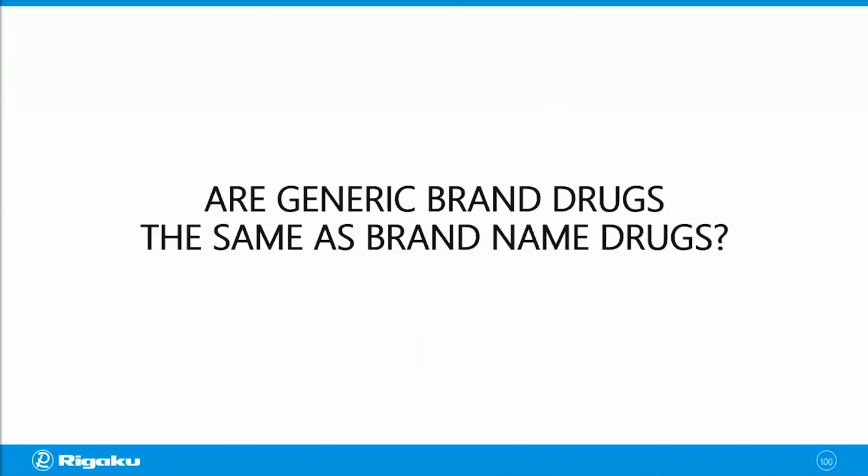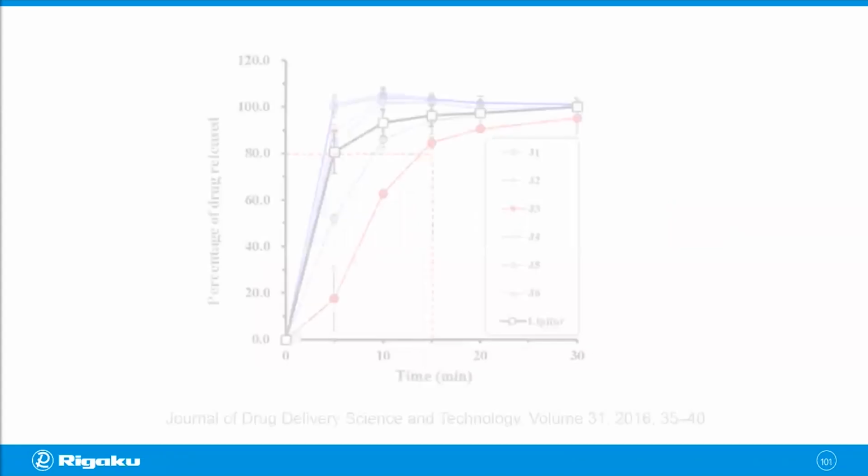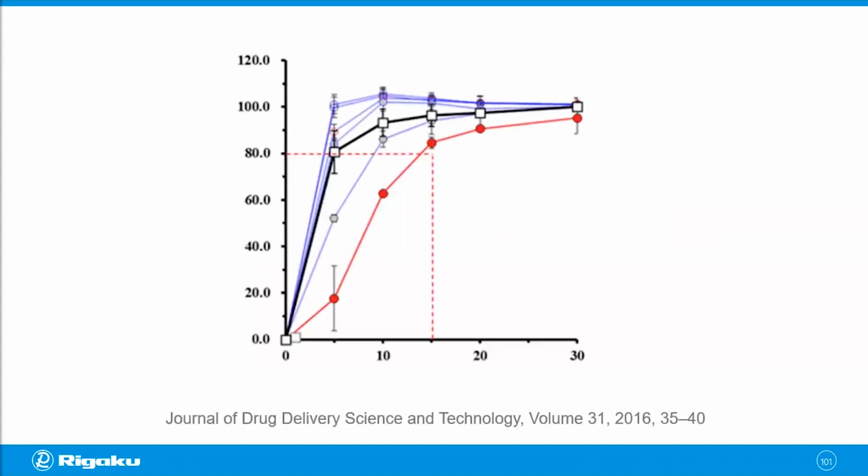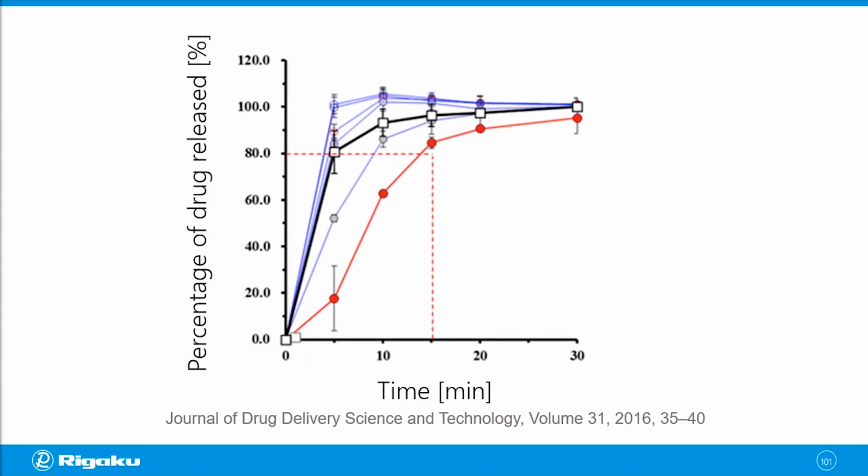Now, I want to change the subject a little bit. I don't know how many of you use generic brand drugs, but are they really the same as brand name drugs? So there are a group of people who looked into this. Those are dissolution curves for certain medicine, and this was published in Journal of Drug Delivery Science and Technology. The x-axis is the time, and the y-axis is the percentage of drug released.